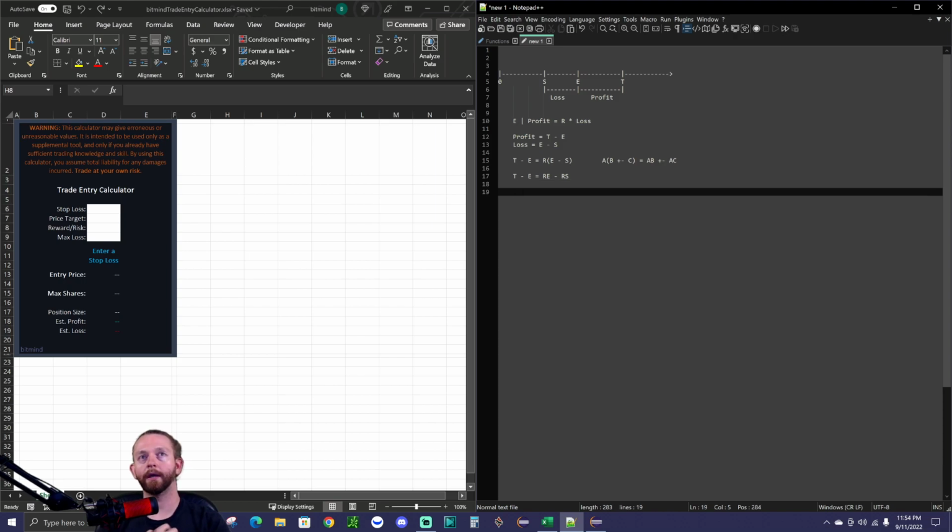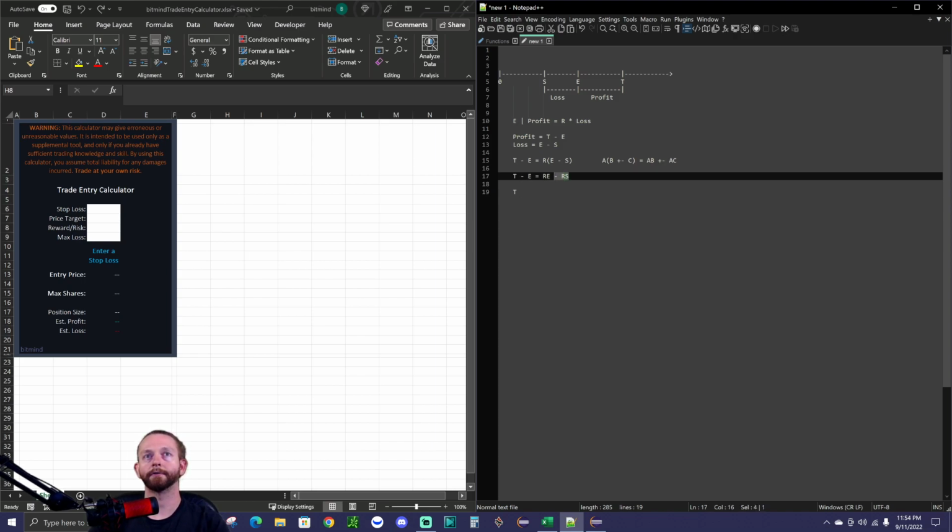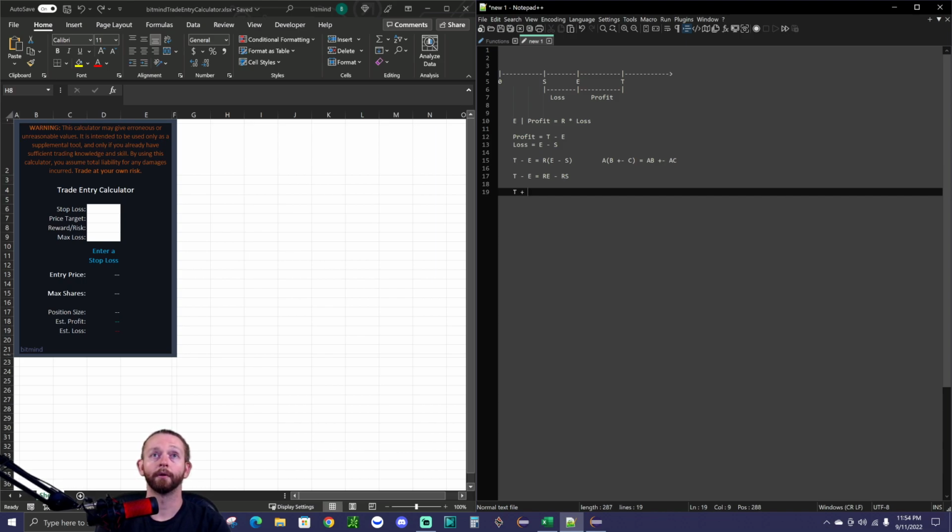Now let's get all of the E terms on the same side of the equation. So T, I want to move this RS over. This is a minus RS, so when I move it over it becomes positive RS. And now let's move the E over, equal to RE, stays there, stays the same. But now since we're moving this E over, it becomes a plus E.